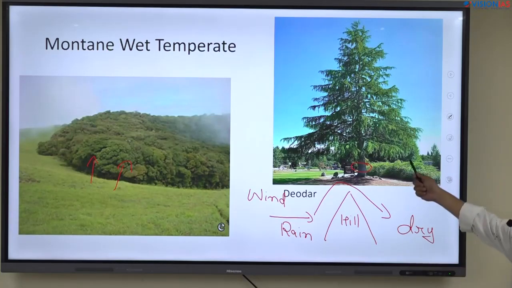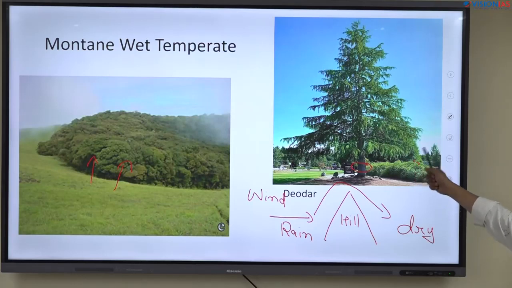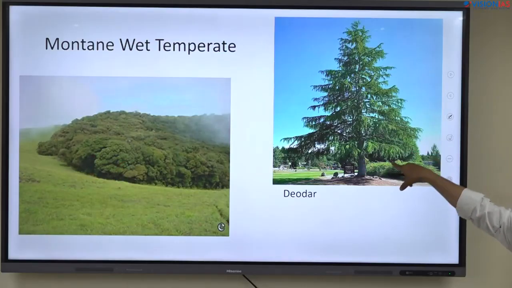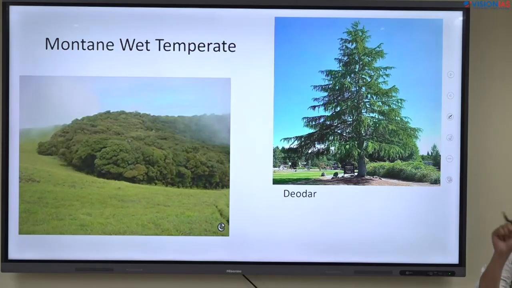And Devdar is a major species. This is what you can remember about this forest. Devdar is the major species. Which type of tree does it appear to be? It's a coniferous tree, shaped like a cone. See, Devdar tree alone is sufficient to give you the answer. You can highlight or remember the single species, Devdar.